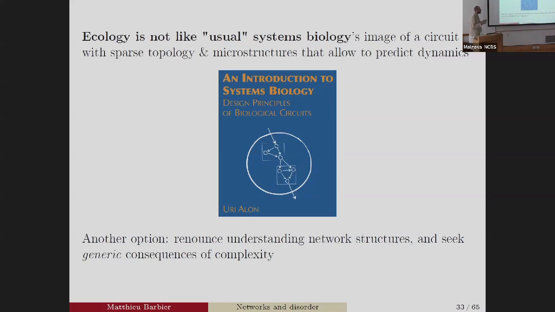In some cases, maybe you can get something out of that, but that's not what you do most easily with networks in ecology. So one option is to say, I renounce understanding network structures in detail, and I will just replace them by randomness. That's not the only option. You could say, instead, I will assume that all interactions are the same, and I'm just going to care about what stochasticity would do, and then we're back to neutral theory. So we could branch out in those two directions.